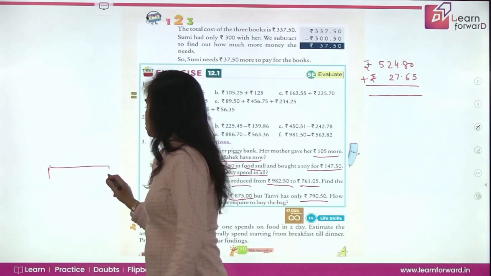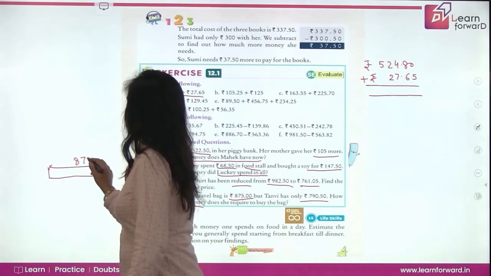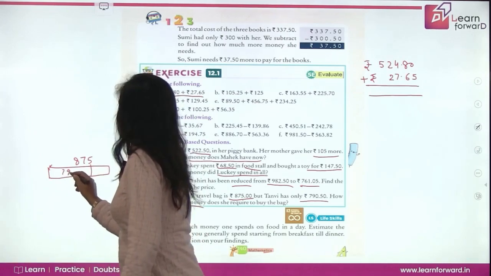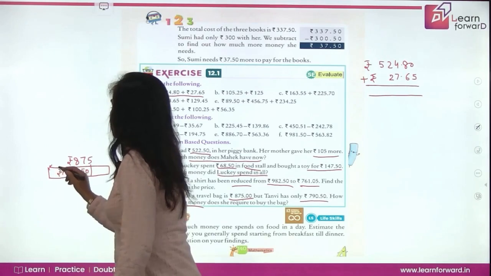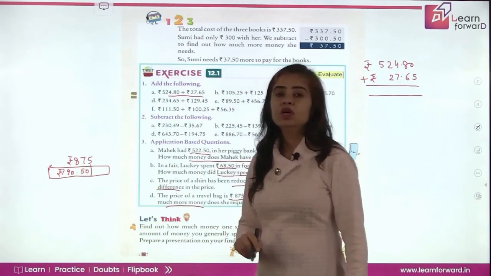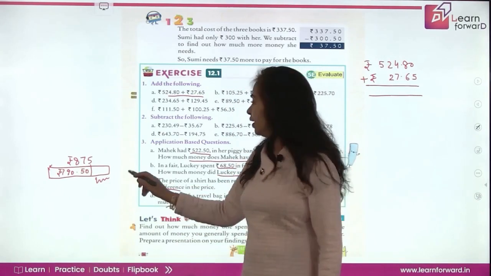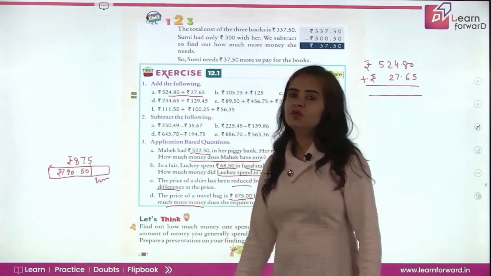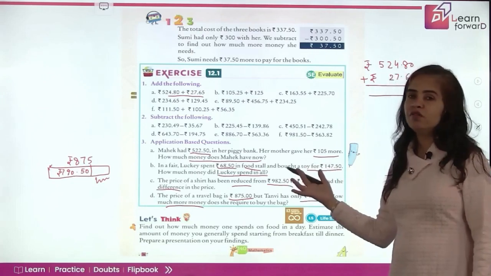Suppose the cost of the bag is this much. So it is 875 rupees. But Tanvi has only 790.50 rupees, right? So this is 875, this is 790.50. They are asking how much more is needed. So for finding out how much more, what do you see? This is the difference between the two values. So we will be subtracting again. You can think of it anyway.